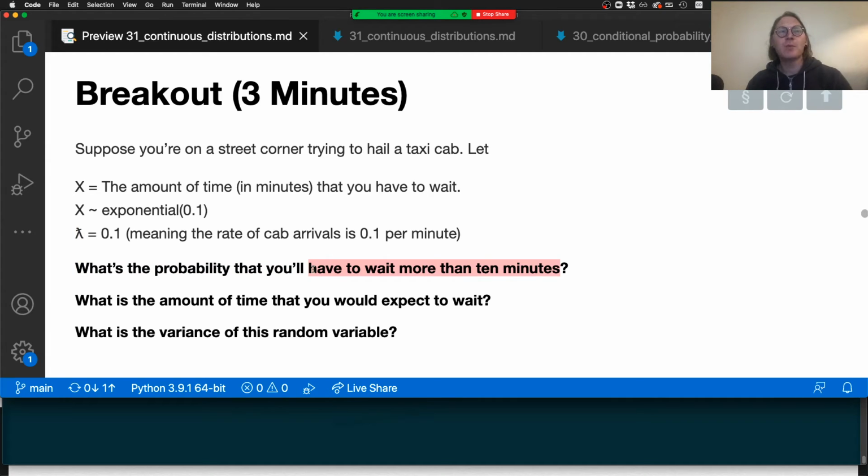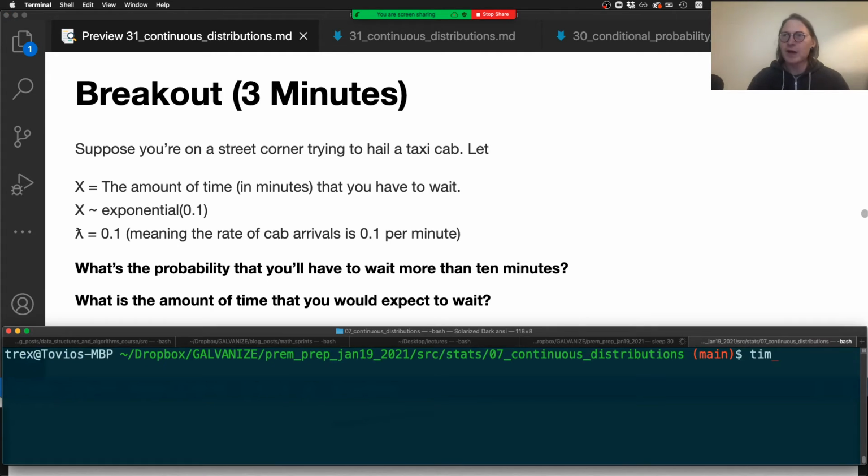So what's the probability that you'll have to wait more than 10 minutes? What is the amount of time that you would expect to wait? And what is the variance or standard deviation of this random variable? So I'll put 4 minutes on here. And this is just you applying those formulas.